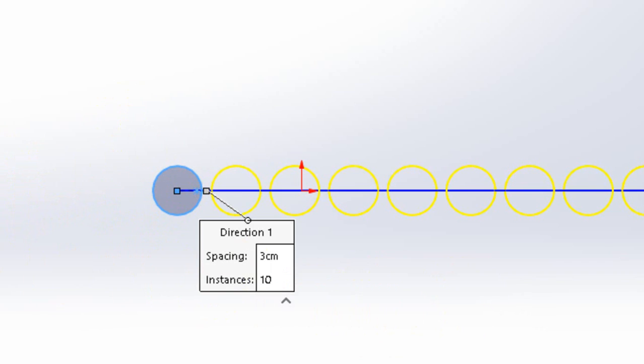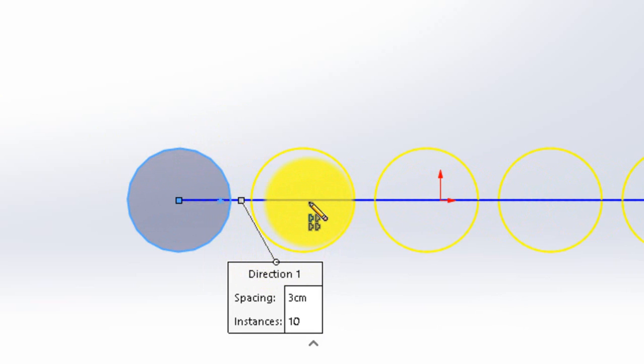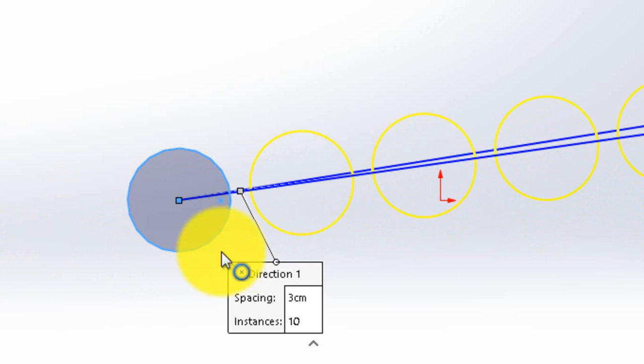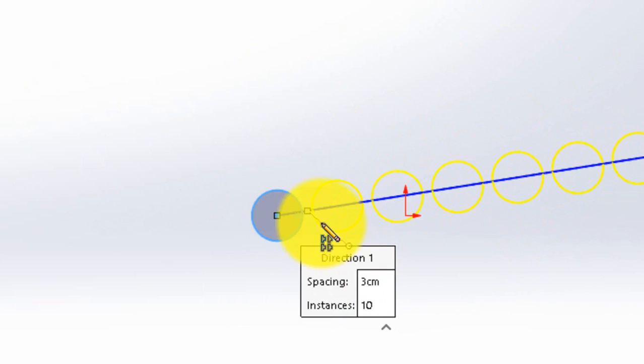If you check the dimension x spacing option, then after you press OK, you automatically get a dimension between the patterns, that is 3 cm. For now I am unchecking this option. You can also give any angle from the x-axis by clicking over here. You can see the changes as a preview in your display area.